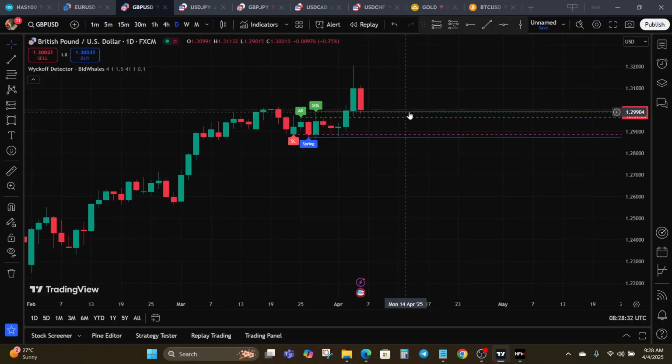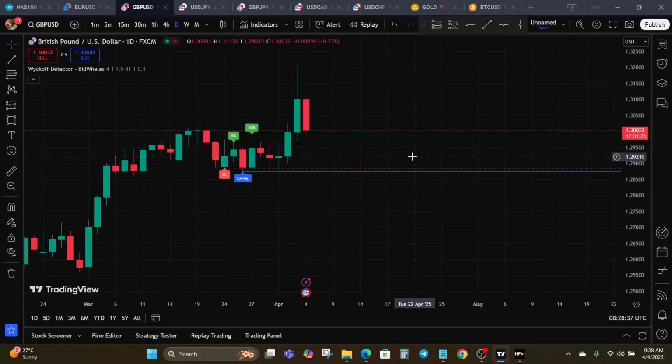Let us break down how the Wyckoff Indicator works. At its core, the Wyckoff Indicator helps you visualize market phases such as accumulation, markup, distribution, and markdown.